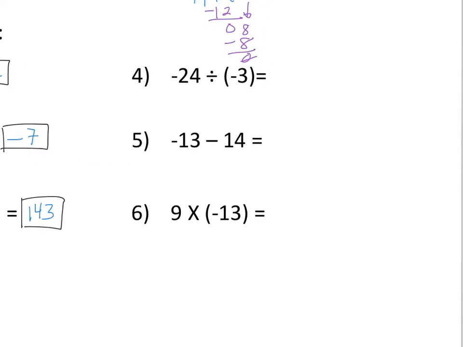Then look at question number 4. This time we're dividing. We still count negatives. We've got 2 negatives. They are both going to pair up and make a positive, so our overall answer here is positive. 24 divided by 3 is 8. So you have an answer that is positive 8.